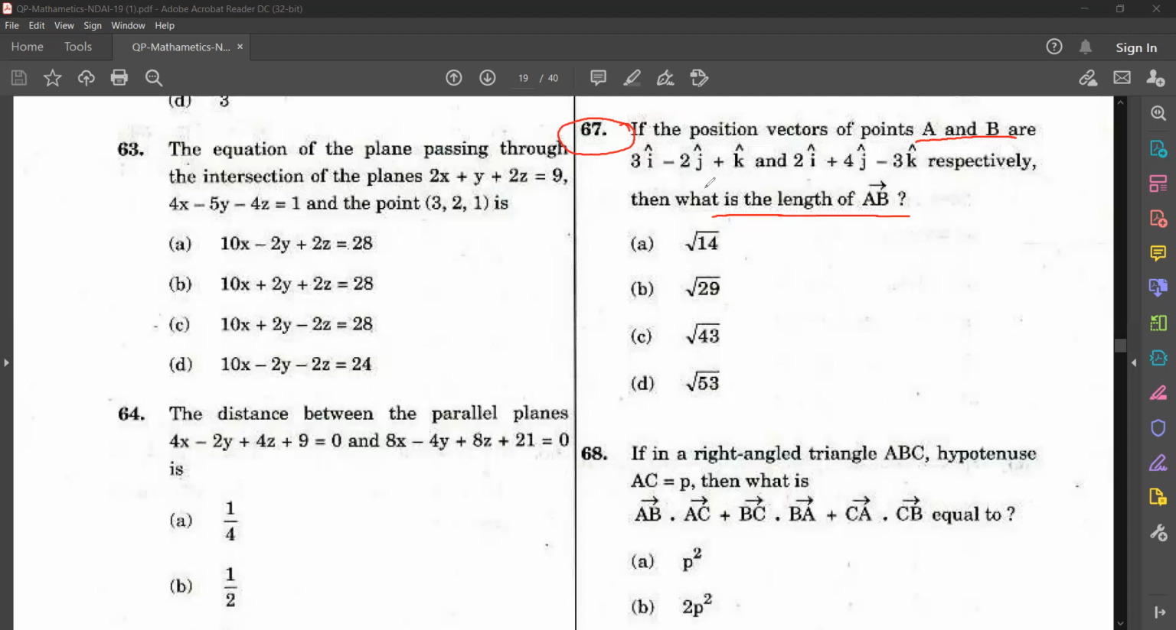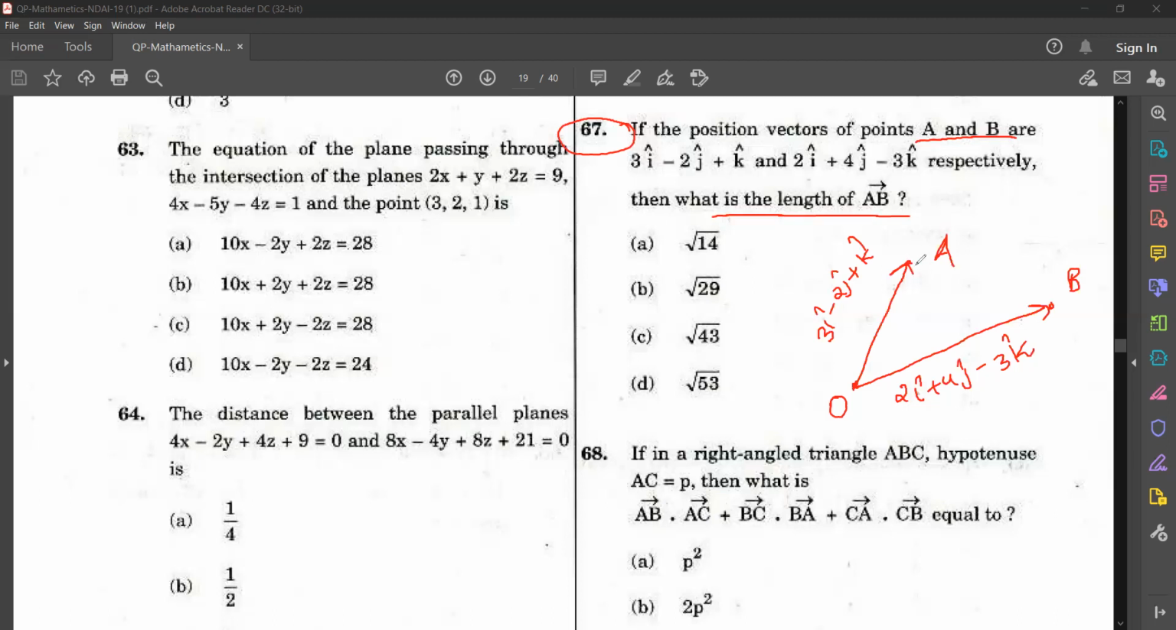Okay, tell me whether you got the answer. How to find the length of AB. Before going to that, I'll just explain what is position vector. Suppose I have a point A and a point B. Position vector means the vector pointing towards A and B from origin. So this is position vector of A, 3i minus 2j plus k cap. This is origin. Then 2i cap plus 4j minus 3k cap.